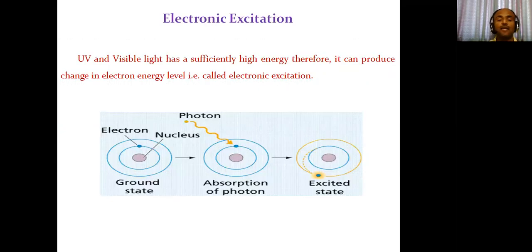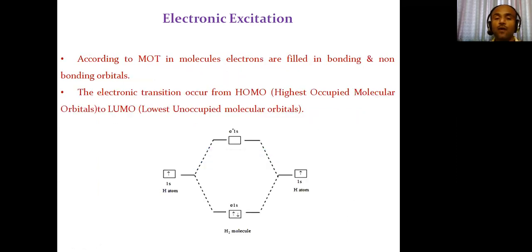Now, electronic excitation. What is meant by electronic excitation? UV and visible light have sufficient energy, therefore they can produce a change in electronic energy level, that is called electronic excitation. This is shown with the help of this diagram. Initially, the electron is close to the nucleus, that is the ground state. By absorbing the radiations denoted by the zigzag line, it jumps into the next higher energy state, that is called the excited state.